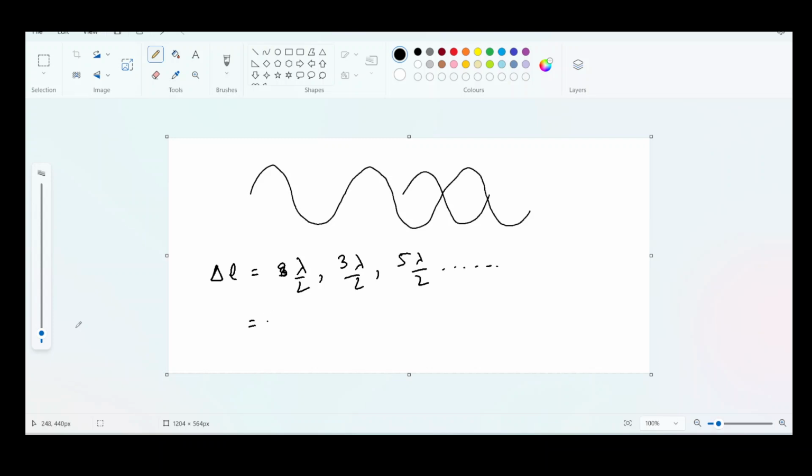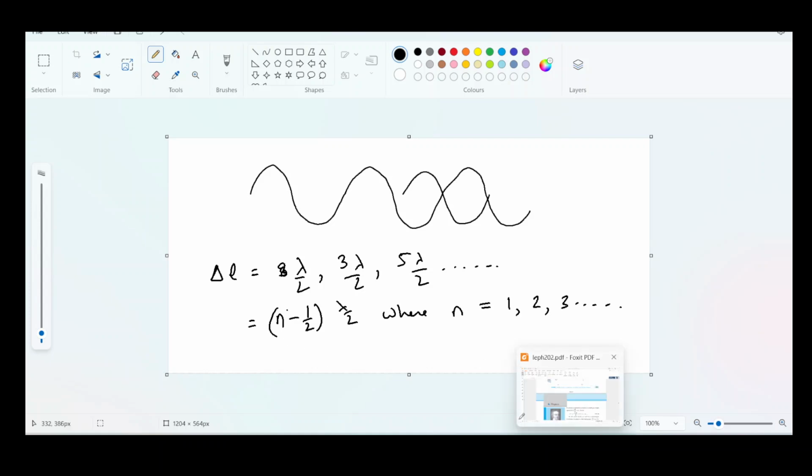And this can be mathematically written in two ways. One such way is this: n minus 1 by 2, lambda, where n is equal to 1, 2, 3, and so on. Okay. So this is the condition for dark band, n minus 1 by 2, lambda.